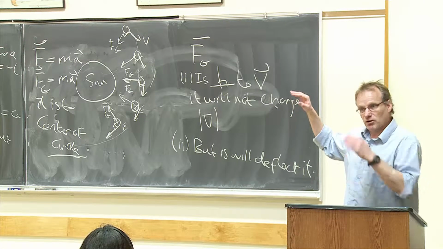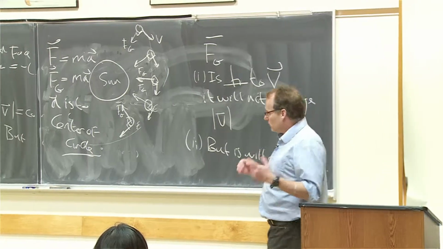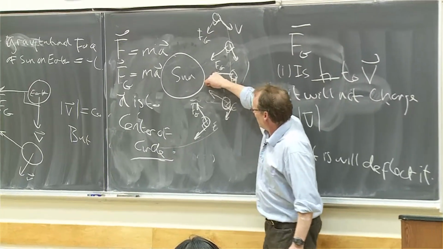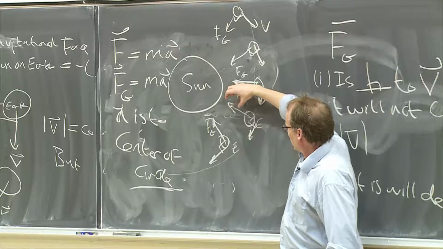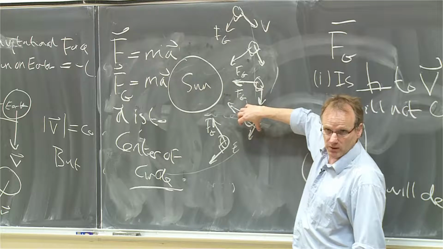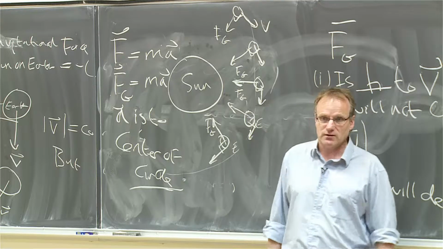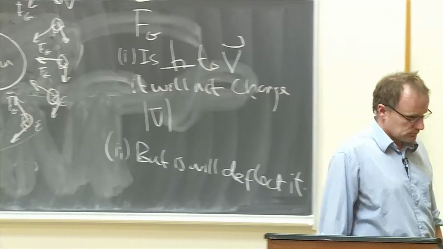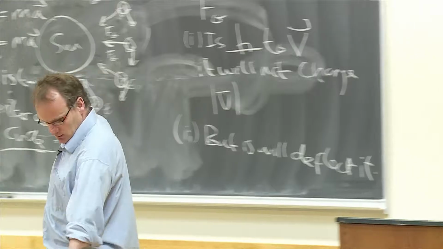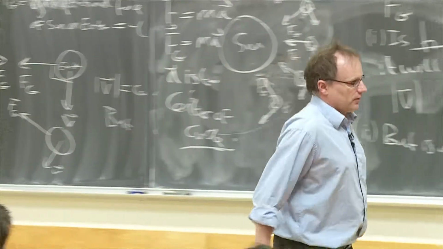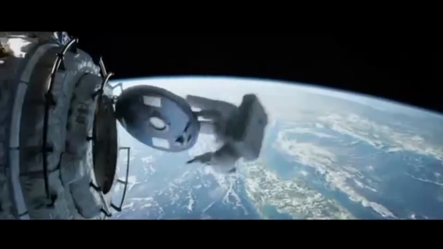So it's a little non-intuitive because the thing that's making it go in a circle is perpendicular to the trajectory. Normally when we talk about forces, we think the force is in the same direction as motion. But when it's circular motion, the force is perpendicular to the direction of motion. That's a characteristic of circular motion. The force is always perpendicular. If the force is perpendicular to the direction of motion, then you'll go in a circle because it'll constantly bend you.